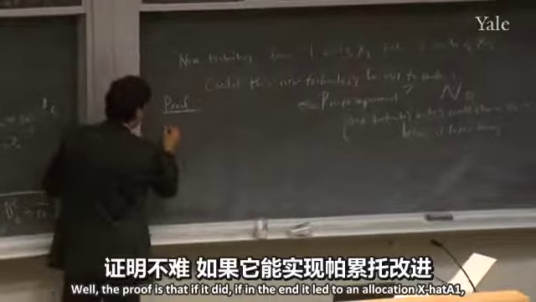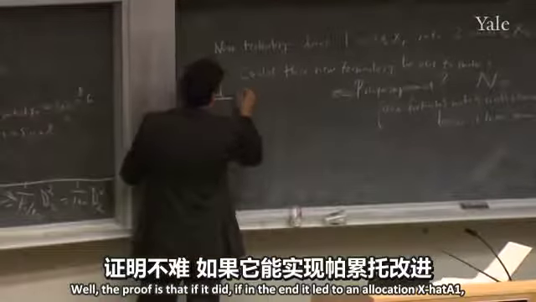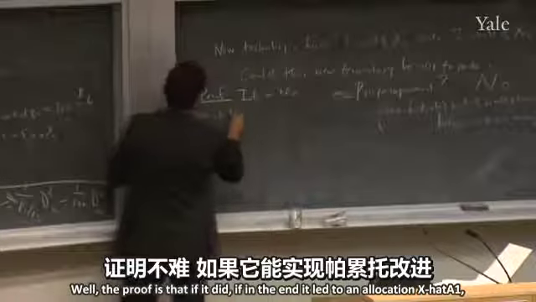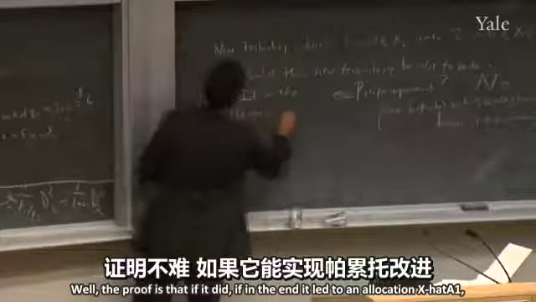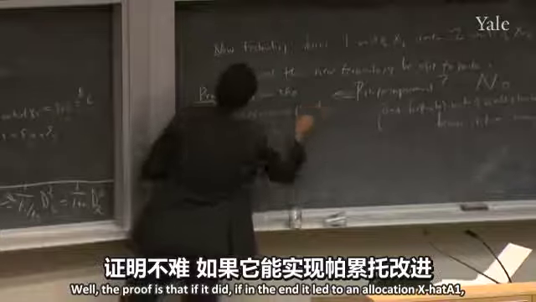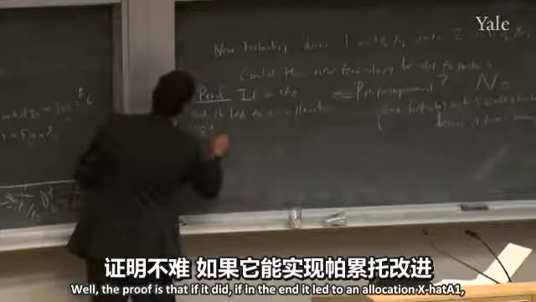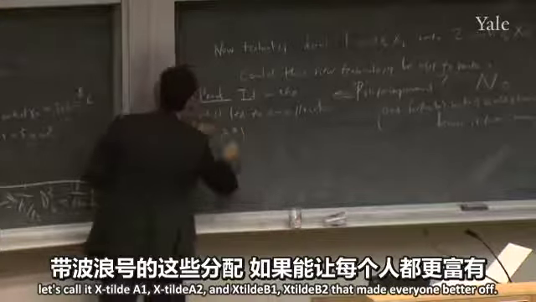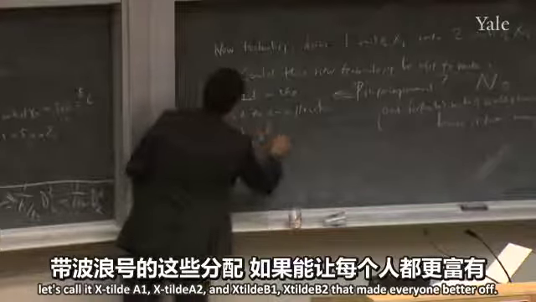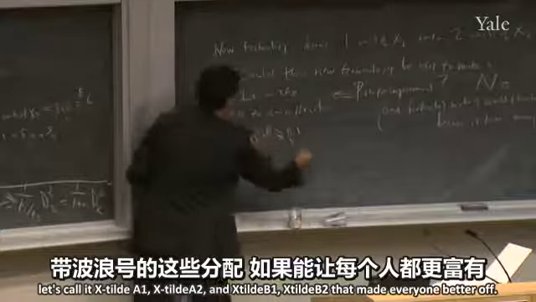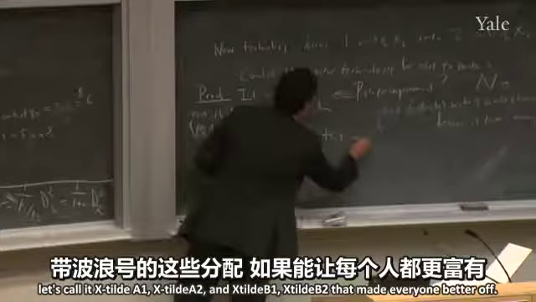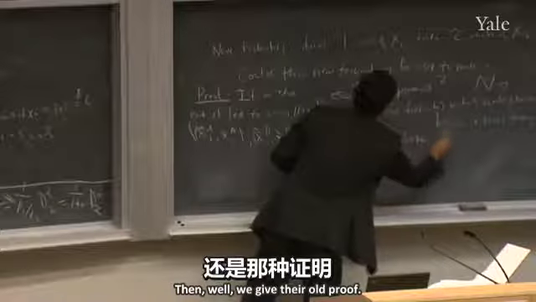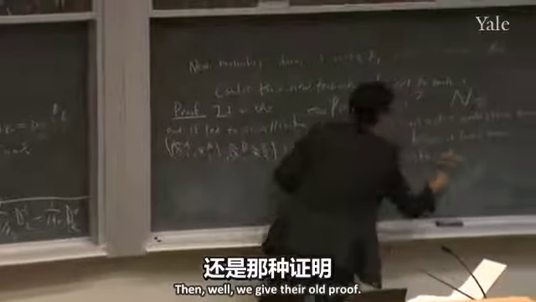Well, the proof is that if, in the end, it led to an allocation, let's call it x twiddle A1, x twiddle A2, and x twiddle B1, x twiddle B2, that made everyone better off, then, well, we give their old proof.